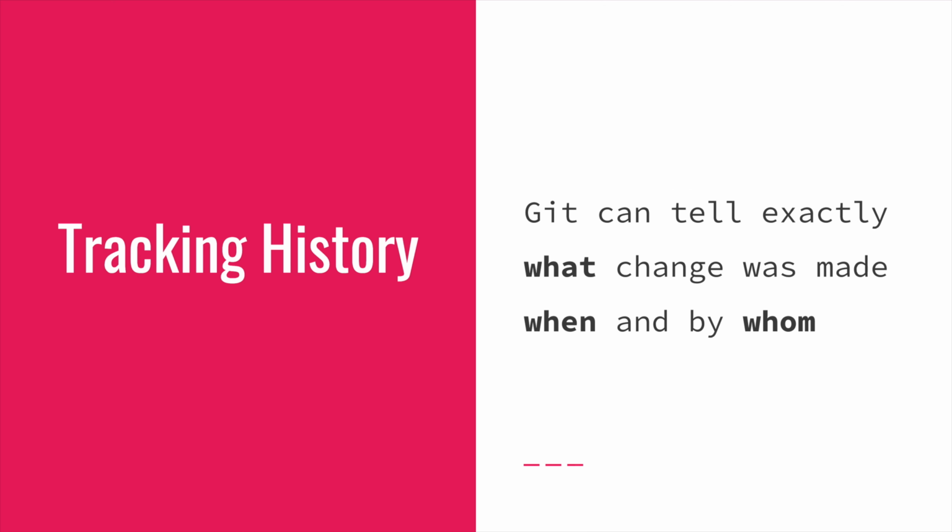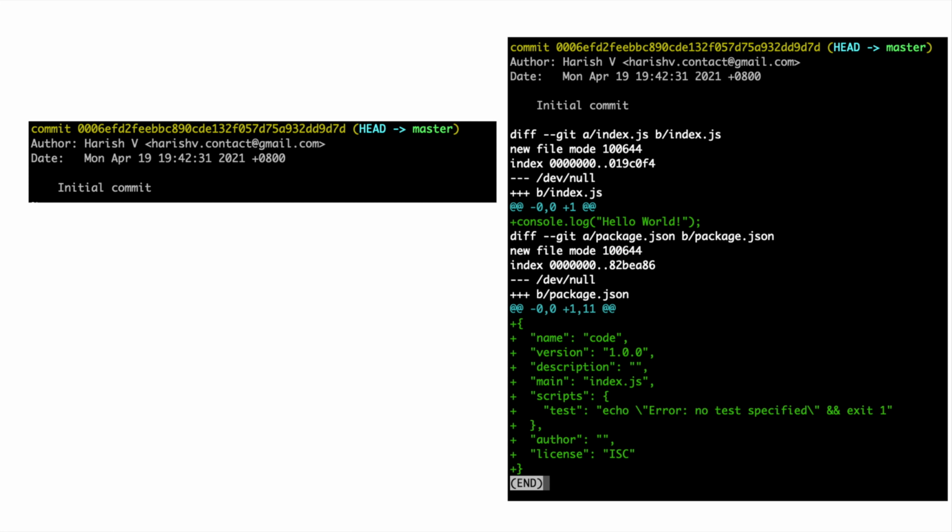So number 1, tracking the history. Git is able to tell us exactly what change was made, when it was made, and by whom it was made. If you take a look at this screenshot of a sample Git commit that I've done, a Git commit is basically a save, right? I've saved a particular change in a file. In here it shows I've made a commit, and the commit name is called initial commit.